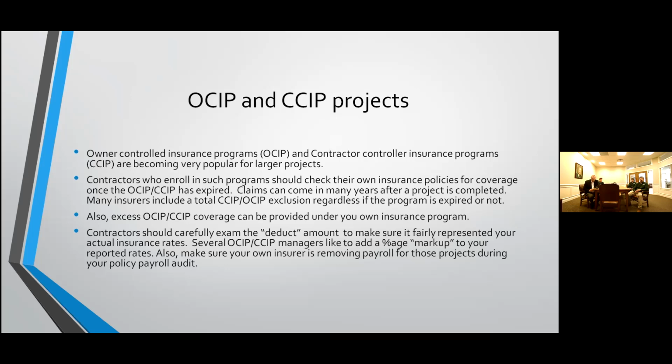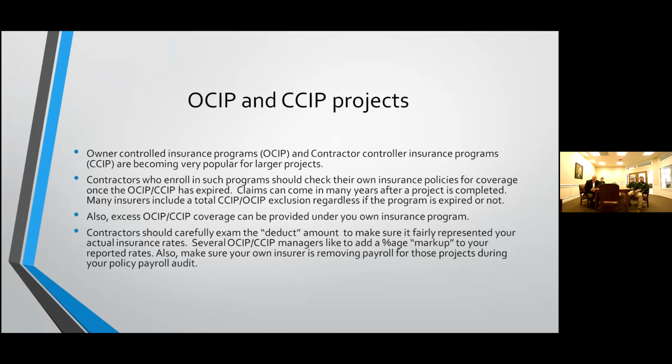The last comment about the OCIP and CCIP is the deduct amount that the enrolled contractors are asked to give as a reduction from their contract price. We're starting to see some of the OCIP and CCIP managers add a markup percentage to your reported rates. They'll add 10, 15% and call it profit and overhead on your insurance markup. I don't see how that's fair to you as the trade contractor that's being enrolled in that program. The rates that you report are the rates that should be used to calculate your deduct.